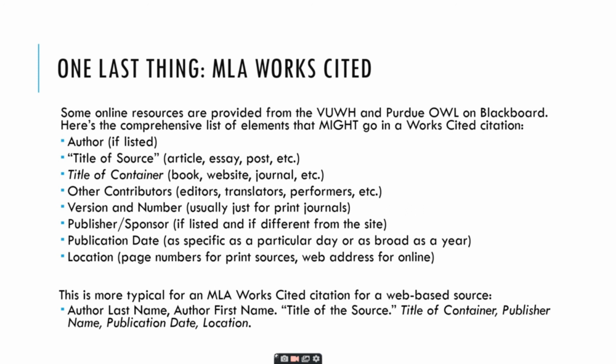So like CNN.com is usually also the website and the sponsor, so you don't need to list it twice. Publication date, pretty self-explanatory, as specific as you can find. So sometimes that's a particular day even, sometimes it's just a year, whatever they have listed on their page. And then the location information. That's page numbers if it's a print source, or it's a web address for an online source.